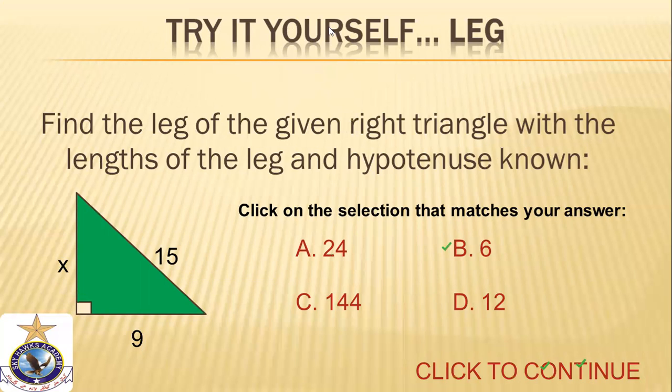Let me clear this. Now, click this selection. Find the leg of the given triangle with the known legs. So that would be 15 times 15, and then plus 9 squared.